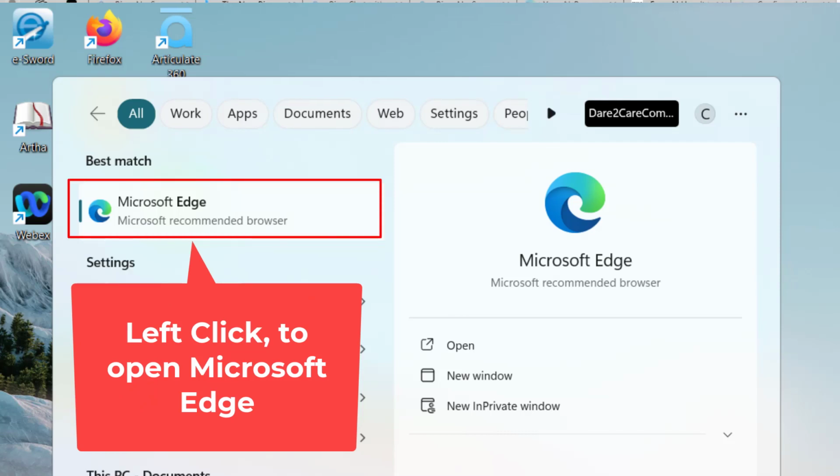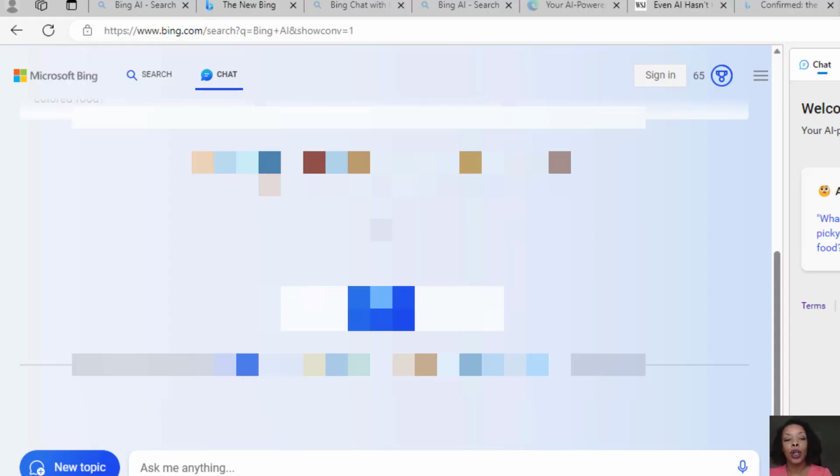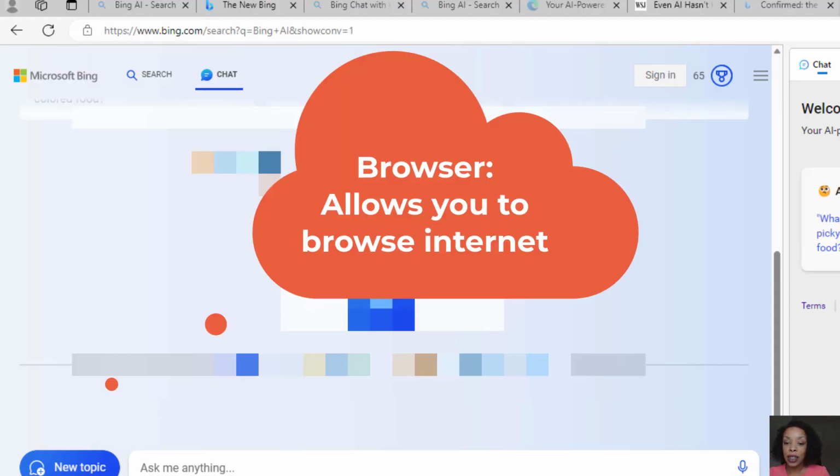It's given to us through Microsoft Edge, through their browser. Just like you use Chrome, you may use Firefox to browse the internet. A browser does exactly what it says it does. It allows you to browse the internet.